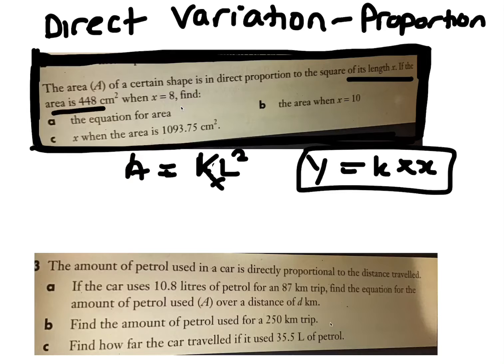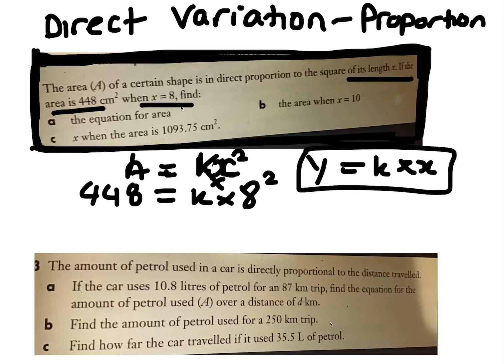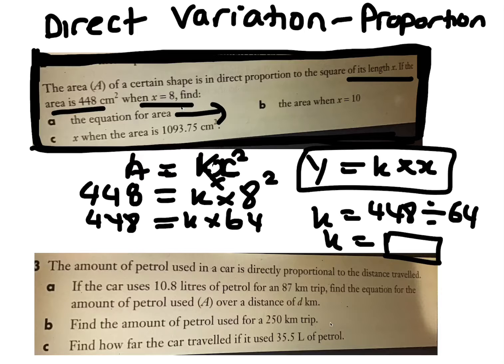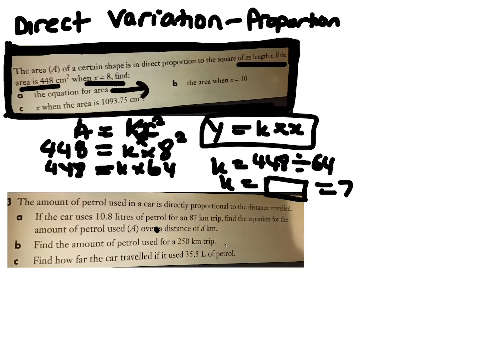If the area is 448, so that's A is 448, the length is 8. Now they've got x for the length here. So that's 8, so that's x squared. So that's 448 equals k times 64. And then k would be 448 divided by 64. So then you can work out what k is. Once you've got that, you'll have an equation for the actual area. So that means that k will equal 7.